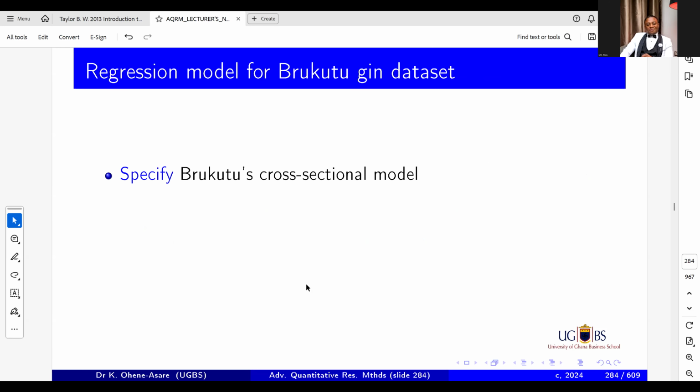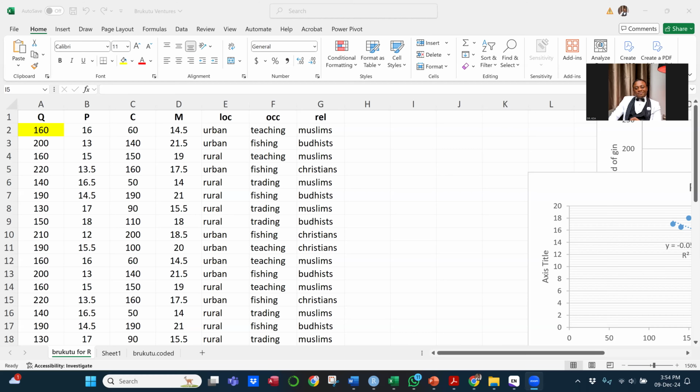Now, let's go back to our Brukutu data set. Suppose we are to specify the regression model for the Brukutu data set. Benny, if you have to specify the regression model for the Brukutu data set, how would you have specified this regression model? Specifying the model means that you are bringing the beta parameters.